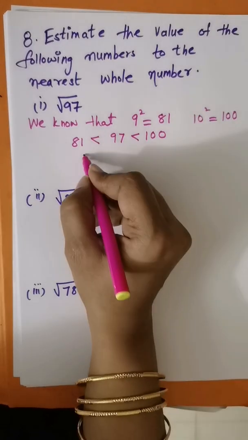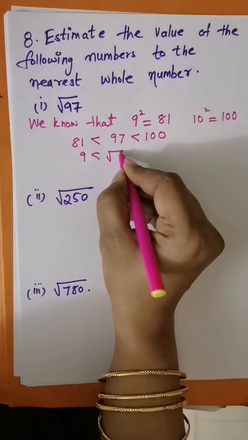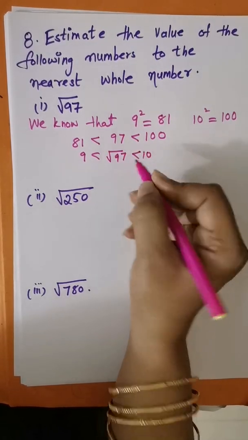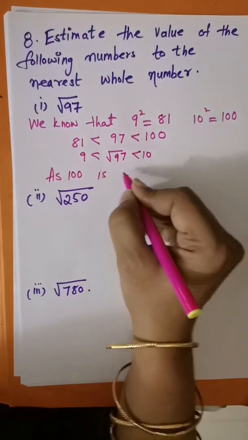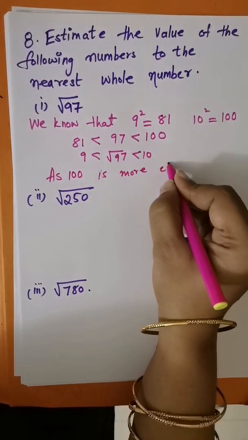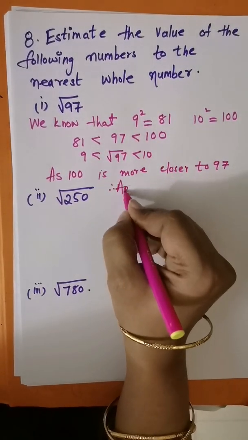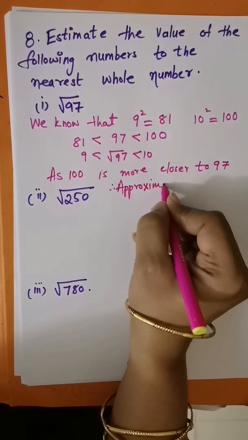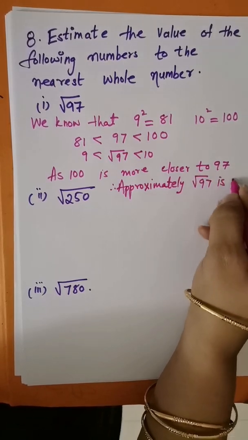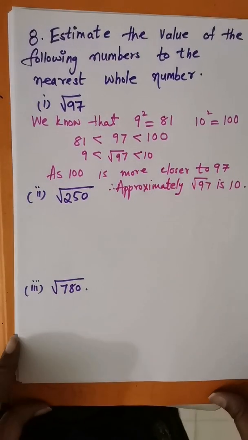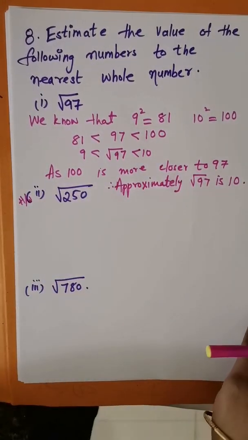But which is more near? 81 is more near or 100 is more near? The 100 is more near, as 100 is closer to 97. Therefore, approximately root of 97 is 10. So you have to do the sums like this. This you can do for homework. Root of 250 you can try for homework.